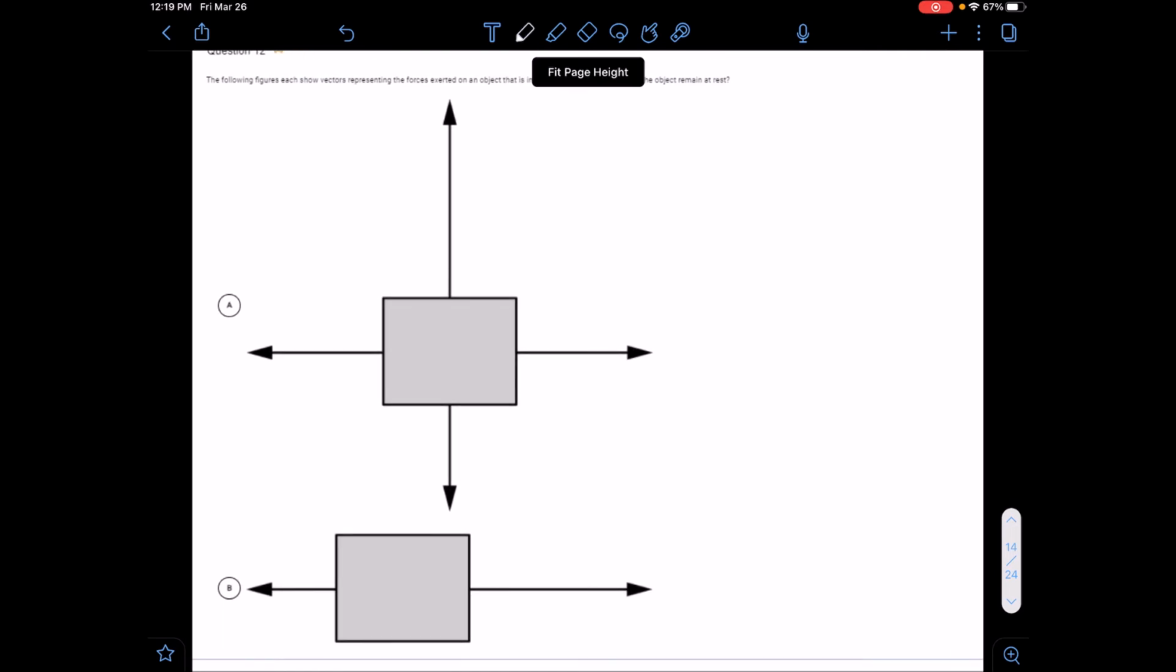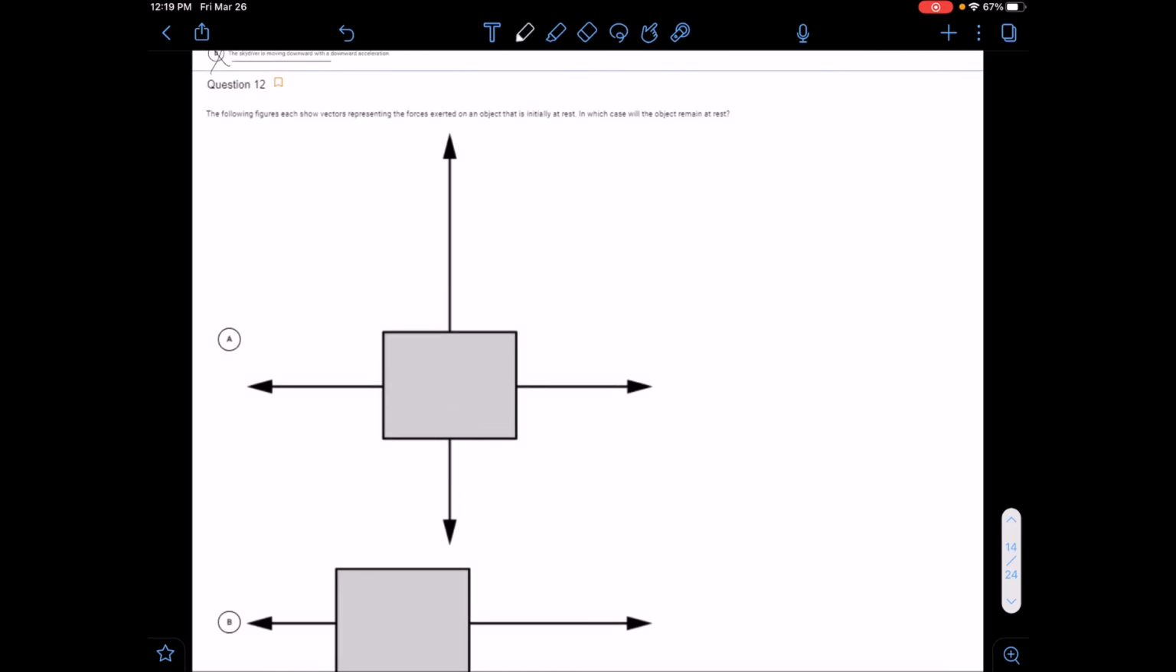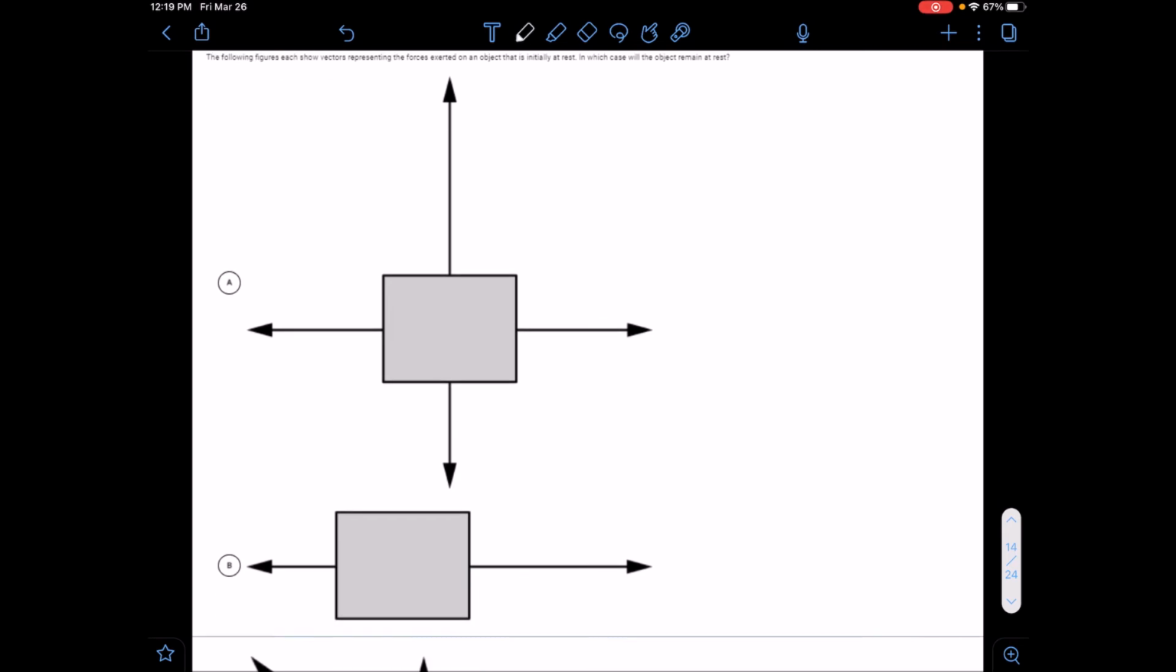Alright, the following figures each show vectors representing the forces of an object that is initially at rest. In which case will the object remain at rest? So, for this one, the horizontal components are equal, but the vertical components are not, so it's not at rest.